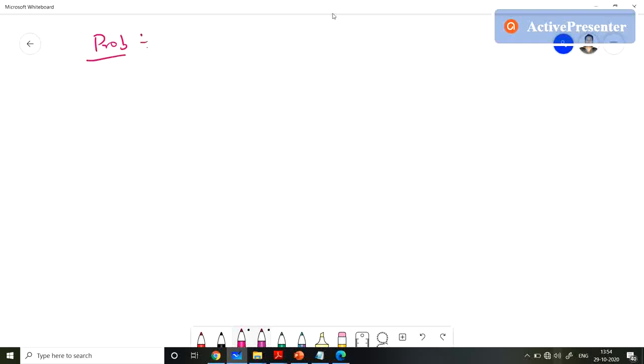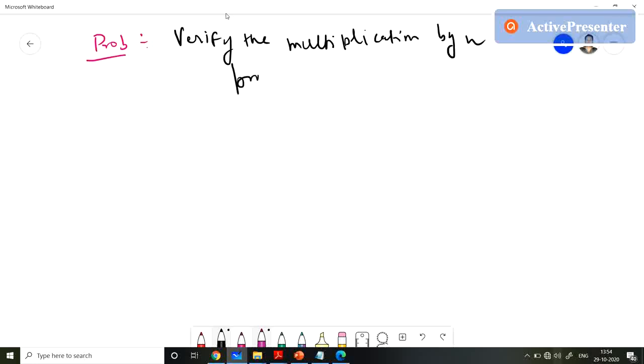Let us do another problem. The problem is to verify the multiplication by n property. So what is the multiplication by n property?